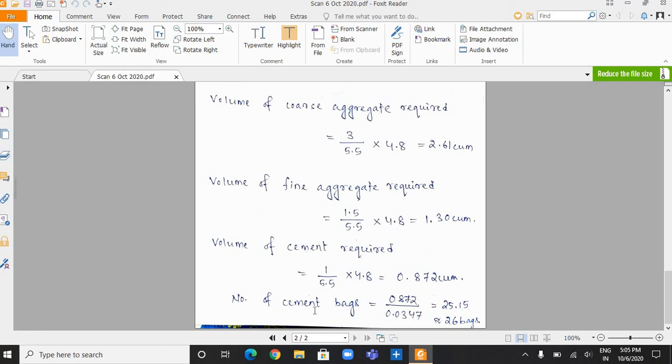Then the number of cement bags equals the volume of cement required, 0.872, divided by the volume of 1 bag of cement. The volume of 1 bag of cement is 0.0347 cubic meter. So if you divide 0.872 by 0.0347, that will give you 25.15 bags. So you can round it to 26 bags.